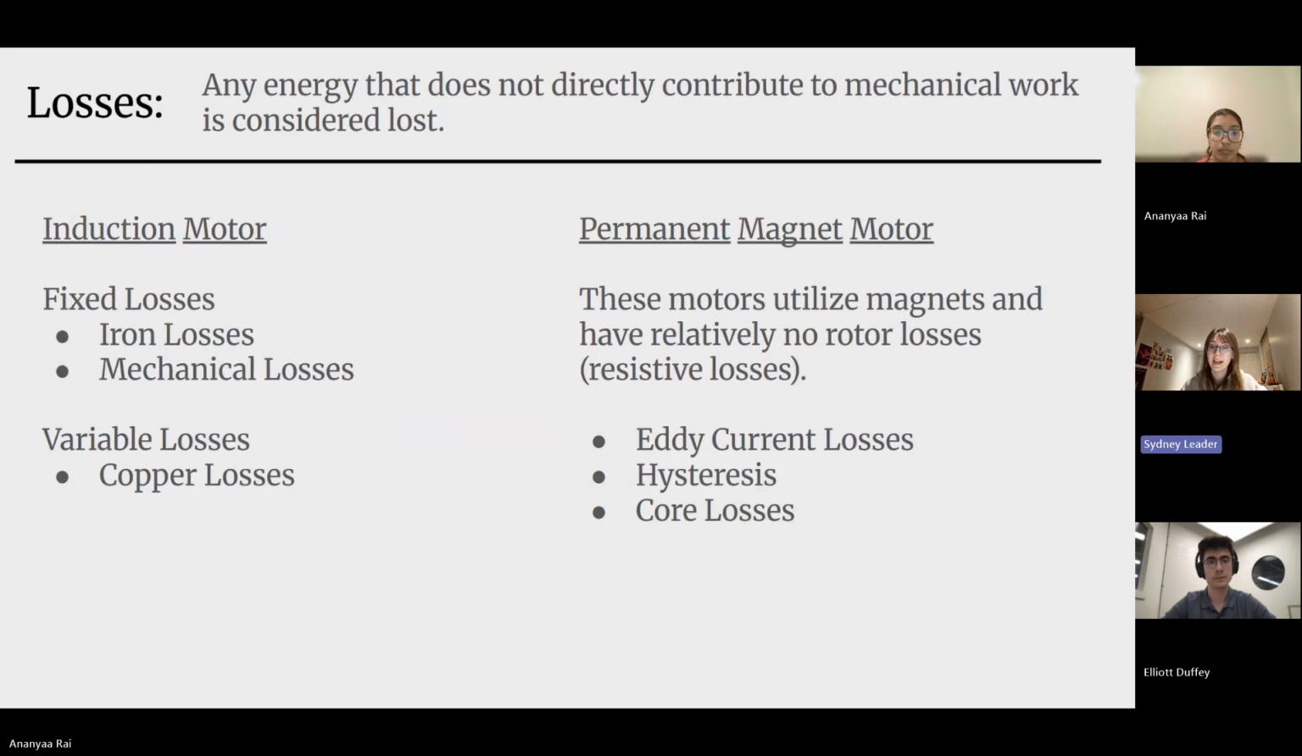Looking at losses, any energy that does not directly contribute to mechanical work is considered lost in the system. In induction motors, there are two types of losses. There are fixed losses, which remain constant during normal operation, and variable losses, which change with the load and depend on the current in the stator and rotor windings. Permanent magnet motors utilize magnets and have relatively no rotor losses. They can experience eddy current losses in the magnets and also can experience demagnetization and core losses over time.